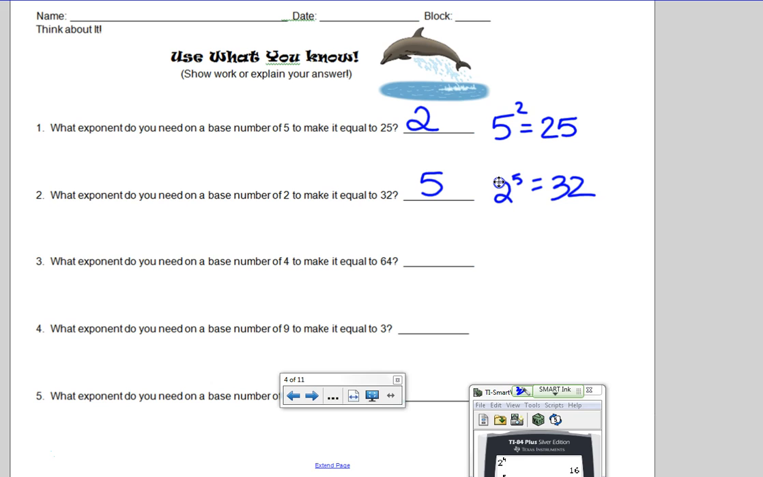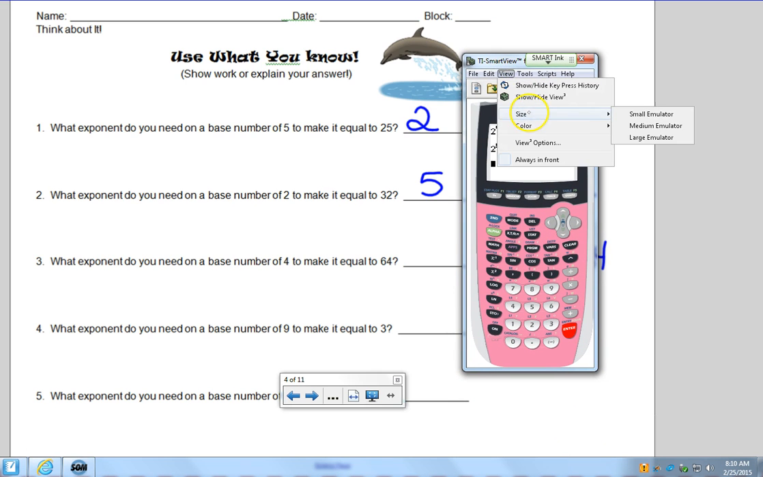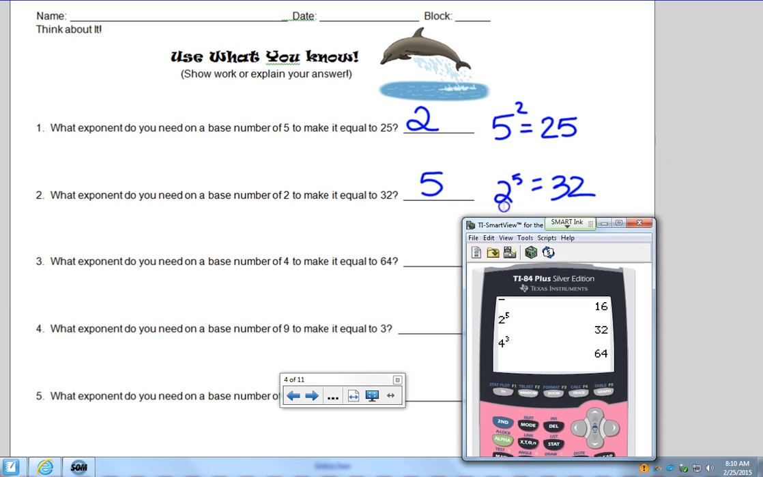Number 3, what exponent do you need on a base number of 4 to make it equal to 64? So 4 to what power is 64? Again, we could just try to guess. Well, I know 4 squared is 16, so let's try 4 to the 3rd. And that's 64, so it would be 3 power.